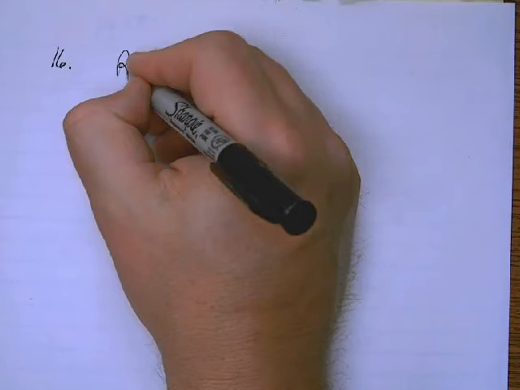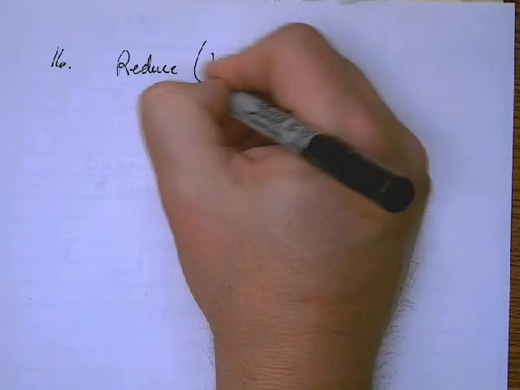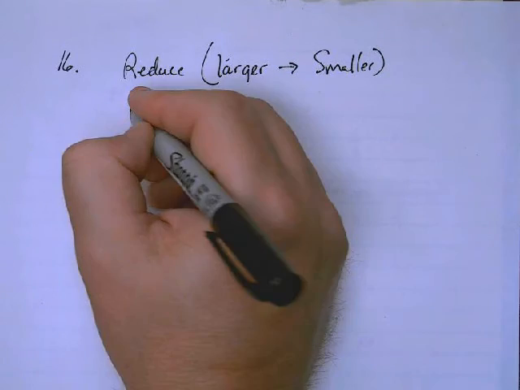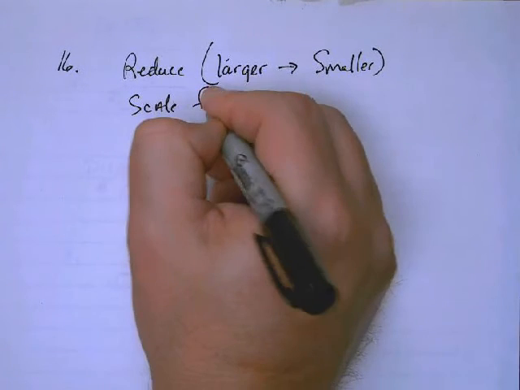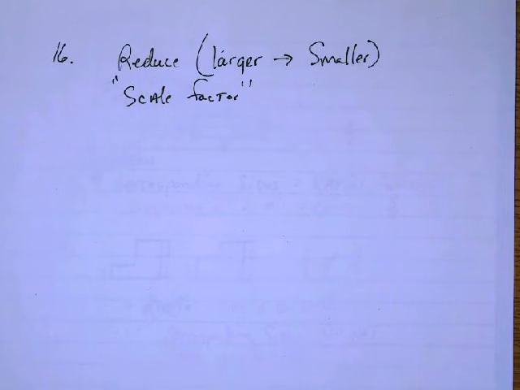So we're going from larger to smaller, right? If we're reducing, so we're going to scale factor, reduce. That's a key word. I'm going to write it down. Reduce means larger to smaller. So if I'm thinking of the term scale factor, that's the term we haven't talked about. But basically, that's just a ratio. That's all it is. Okay?